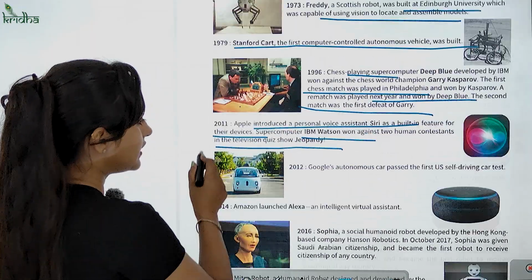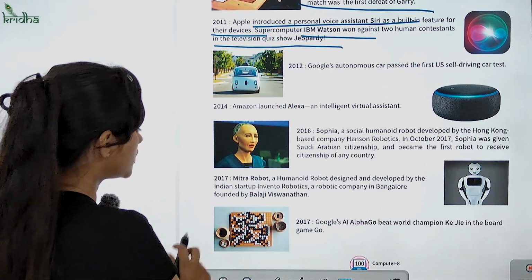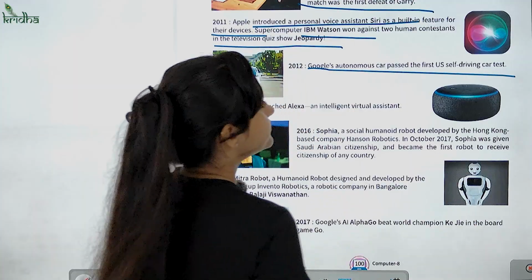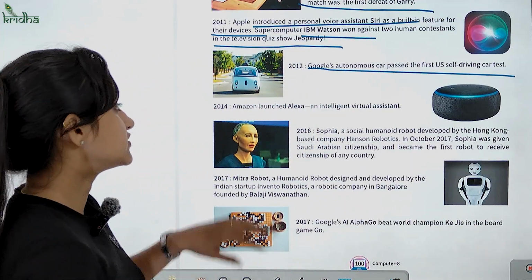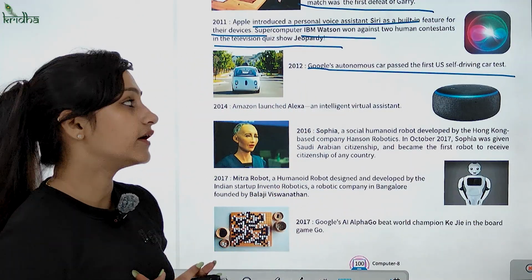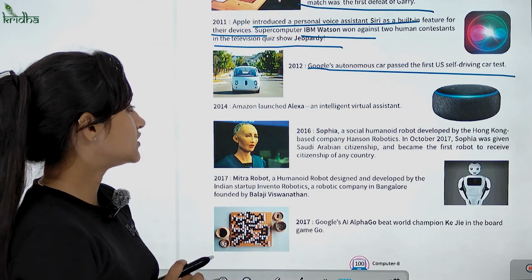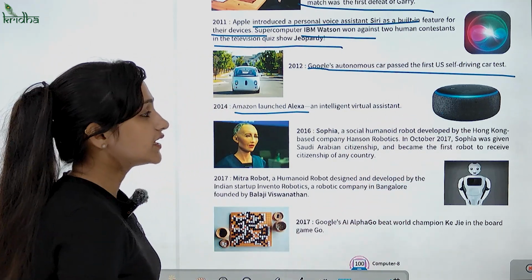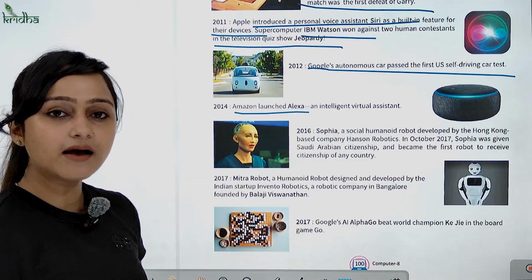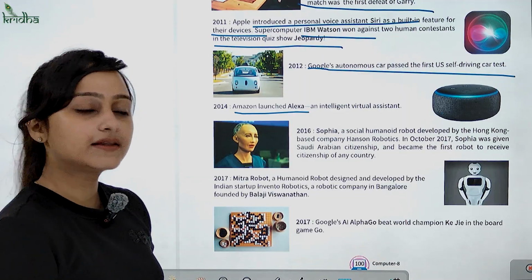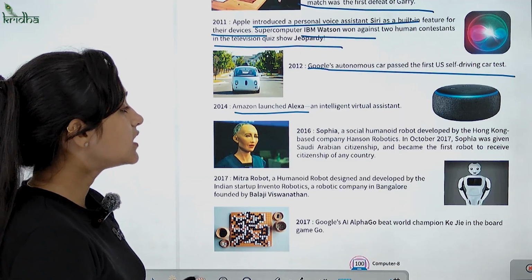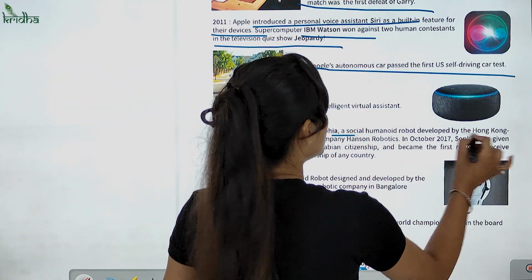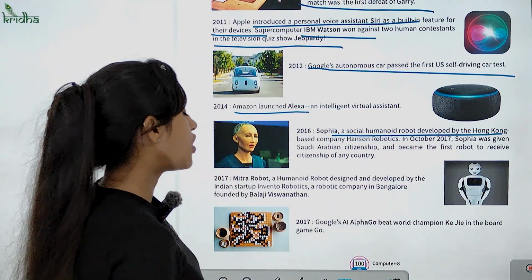What happened in 2012? Google's autonomous car passed the first US self-driving car test, a car that drives by itself. In 2014, Amazon launched Alexa, an intelligent virtual assistant that plays your sounds and is your virtual assistant. In 2016, Sophia, a social humanoid robot, was developed by a Hong Kong-based company.